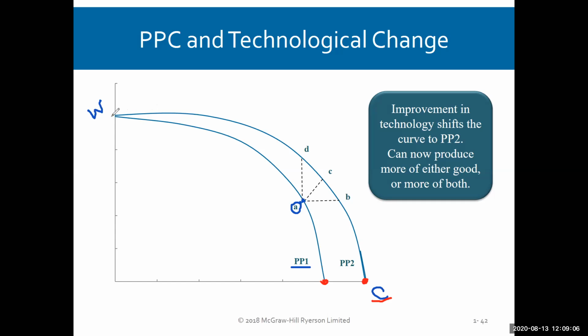We pin our point back here for both curves because if we were on PP1 and only produced wheat and zero cars, then that's how much wheat we could produce. With the new technology that only benefited car production, if we choose to produce only wheat, we can still only produce the same amount of wheat because the technology affected the car production. So then we connect the two dots, and I'm going to try and draw this one.